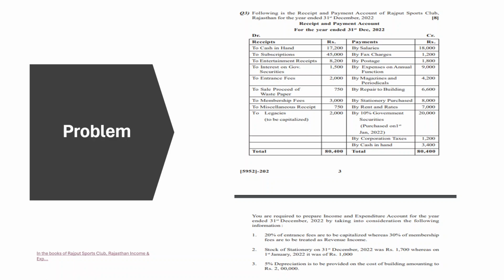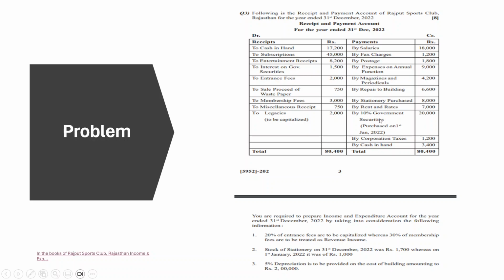Okay. Then the next one is what? Interest on government securities. That is also revenue income, so it should be recorded on the income side. But on this interest on government securities, there is a hidden adjustment. I already highlighted it for you: the 10% government securities purchased on 1st January 2022 are given on the payment side. How much? 20,000. And the interest on that is given on the receipt side. How much? 1,500.